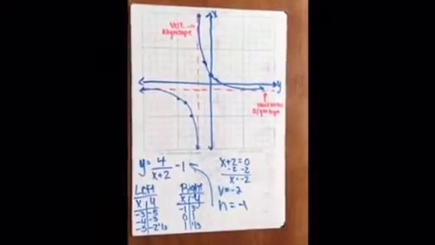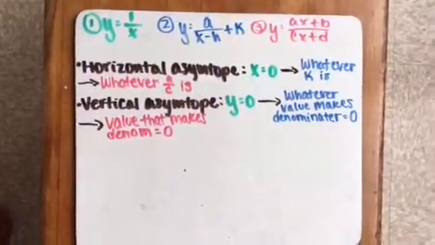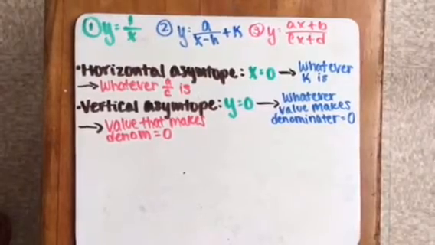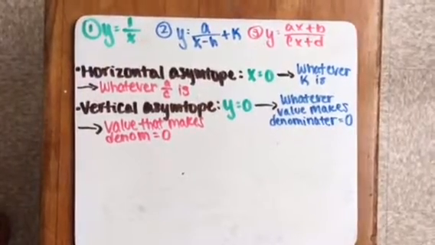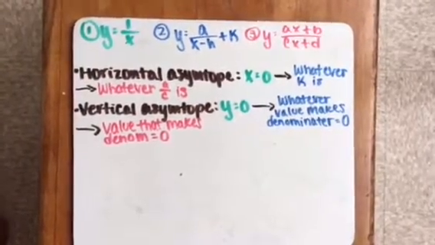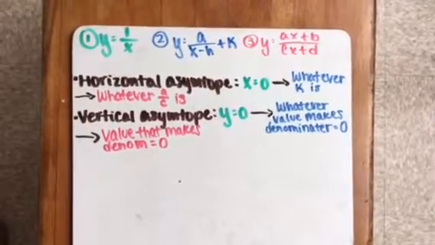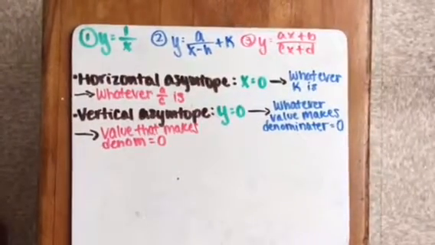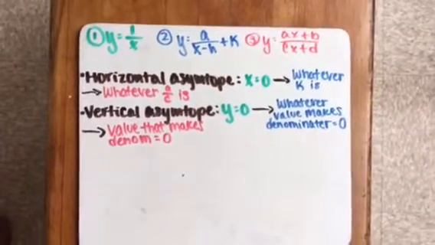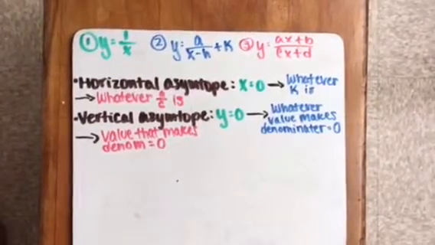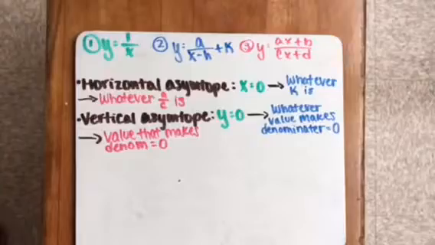The last example of an equation used to make a hyperbola is y equals ax plus b over cx plus d. To find the horizontal asymptote for this equation, you take whatever a over c is. To find the vertical asymptote for this equation, you take the value that makes the denominator 0.